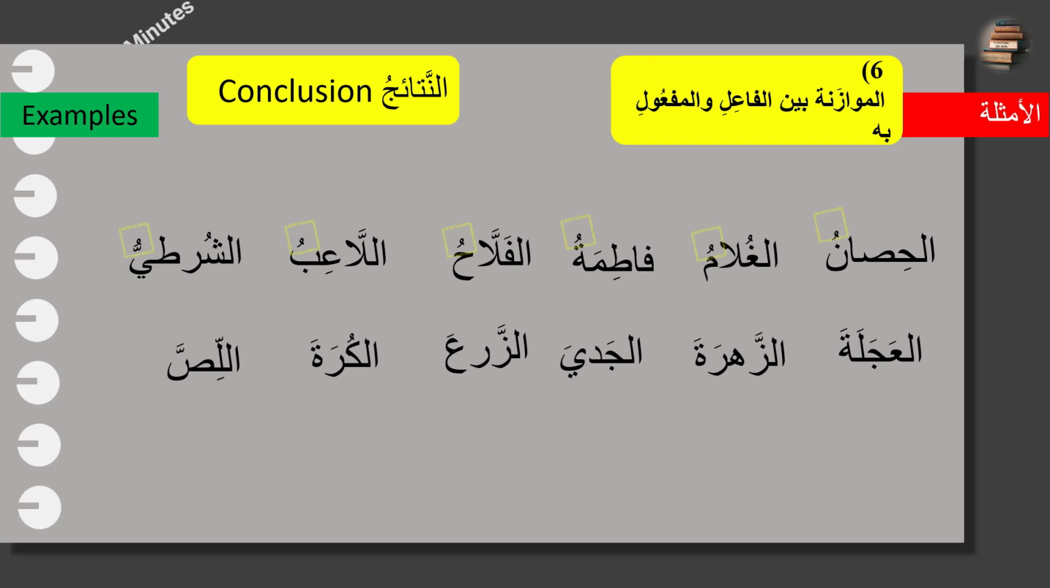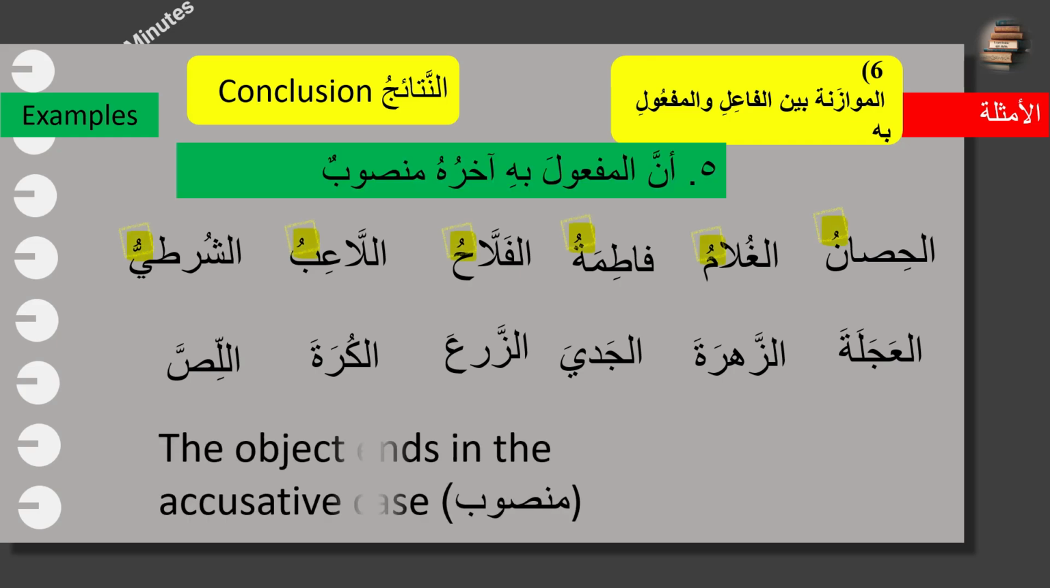And the final point here is أن المفعول به آخره منصوب. Okay. The object ends in the accusative case. What does that mean? It has فتحة. العجلة, الزهرة, الجدية, الزرعة, الكرة, اللصة. So the object ends in the accusative case.